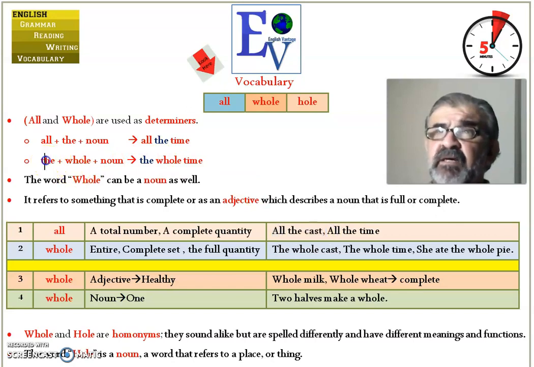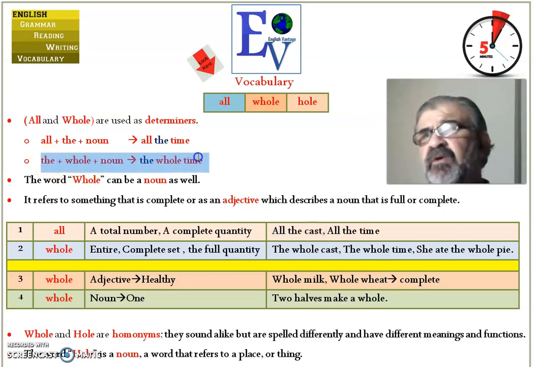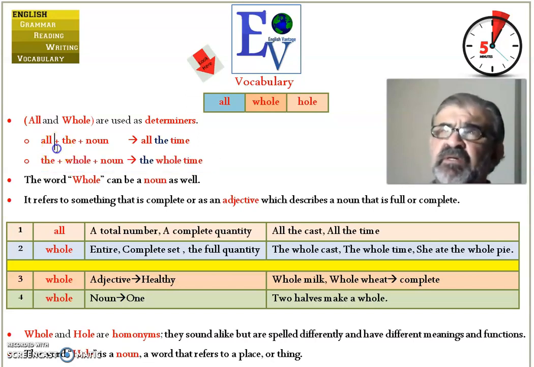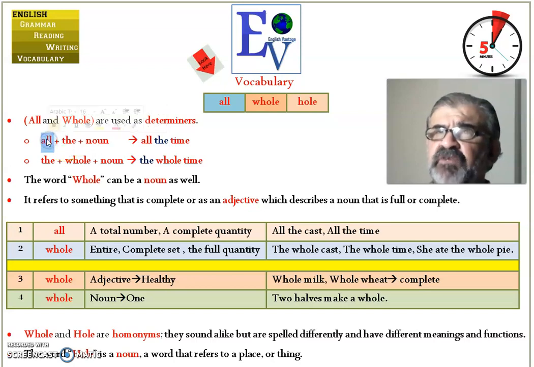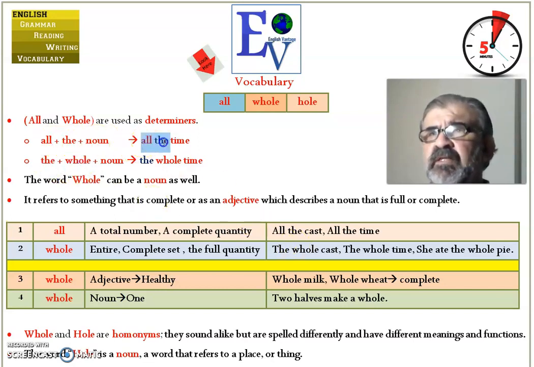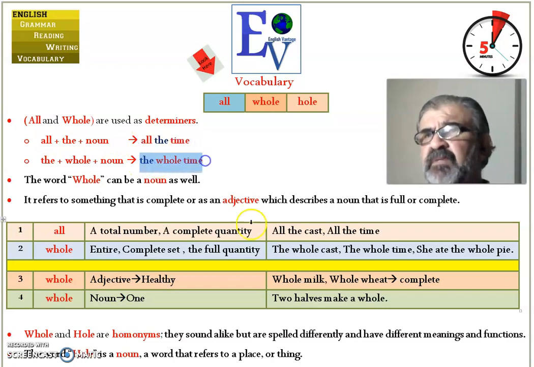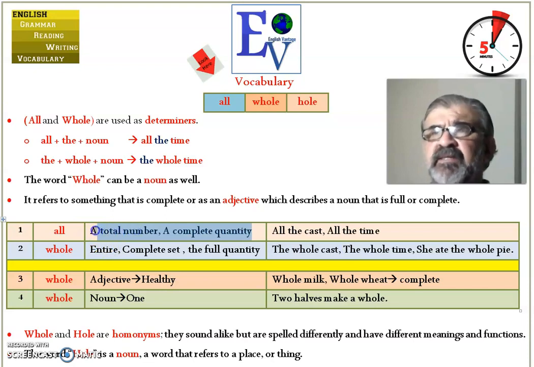And if you say the whole plus noun, the whole time. So this is easy actually. It all has to do with the placement of the article the. If you put it after the determiner, you say all. But if you put it before the determiner, you say whole. Again, all the time, the whole time, all the cast, the whole cast. And in this case, we are referring to a total number, a complete quantity, an entire, a complete set, the full quantity. They both have the same meaning.